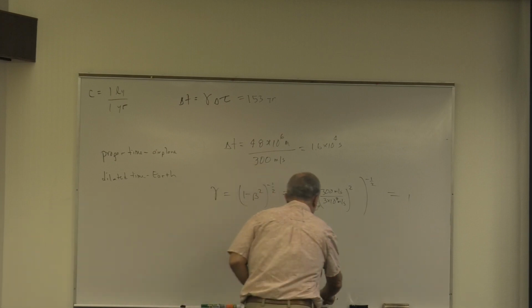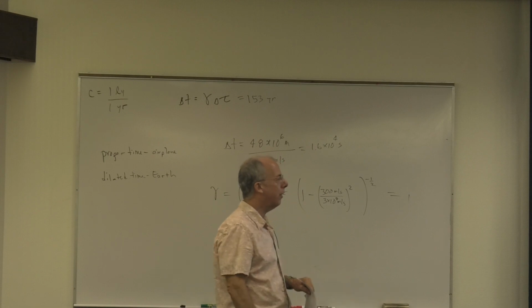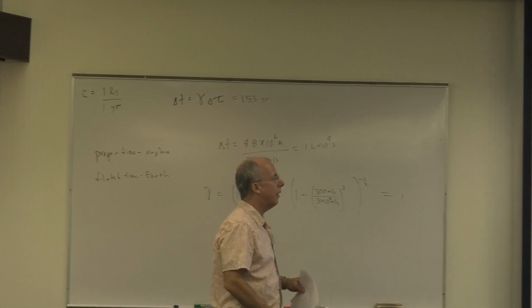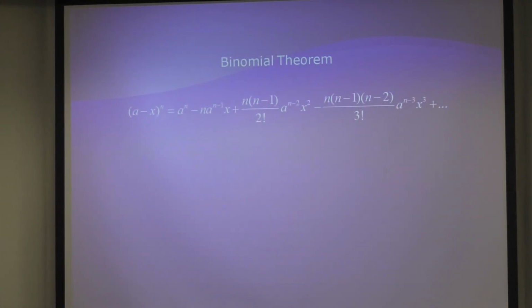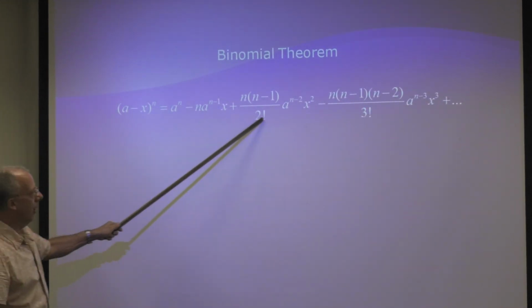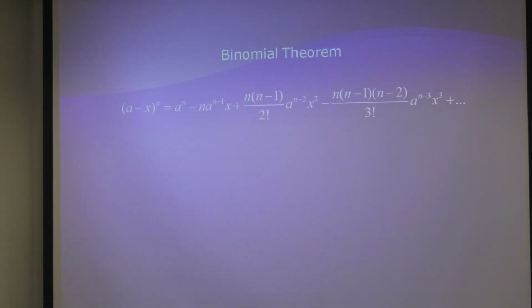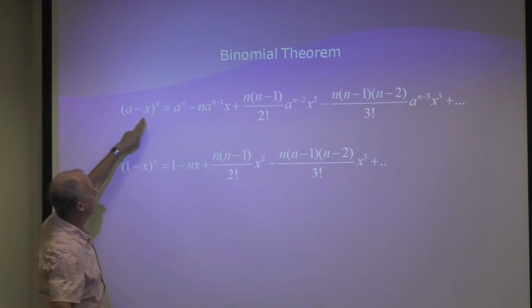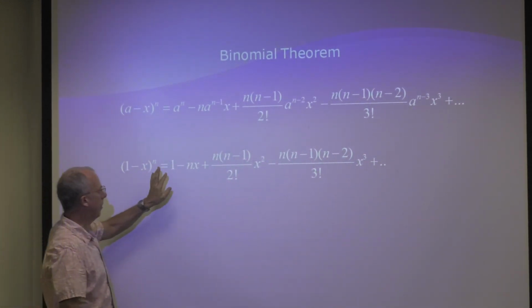Here's a little math thing that you're going to learn. Again, this is the toolbox, another tool for your mathematical toolbox. A long time ago, you hopefully learned the binomial theorem: a minus x to the n power, a to the n, and on and on. Now, what we have is a 1 minus something, so let's put a 1 for the a. So we have 1 minus x to the n power.